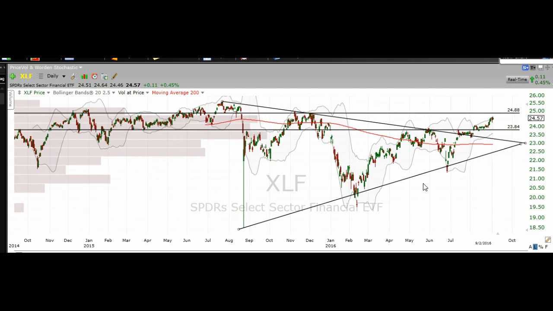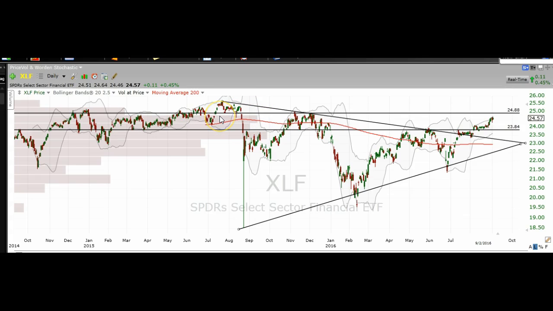And XLF still has a lot of work to do. It's very constructive for higher prices, but you have to understand, this is a very thick area of trading. You can just see how much sideways trading action was here, and you can see that by the volume by price bars. Very thick in this range, okay?